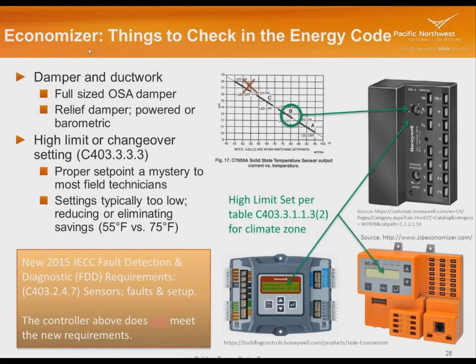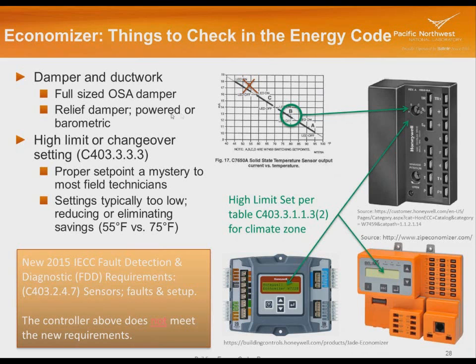So the economizer, things to check in the energy code. Well, we mentioned the dampers and ductwork. Usually if the unit's up on the roof, no problem. The outside air damper is big enough to get in a large amount of outside air. But if it's buried down in the building like a split system, that outside air damper ductwork getting to the unit, if it's pretty small, you might not get 100% outside air or as much as you can. It may not always be 100%, even though that's what the code calls for.